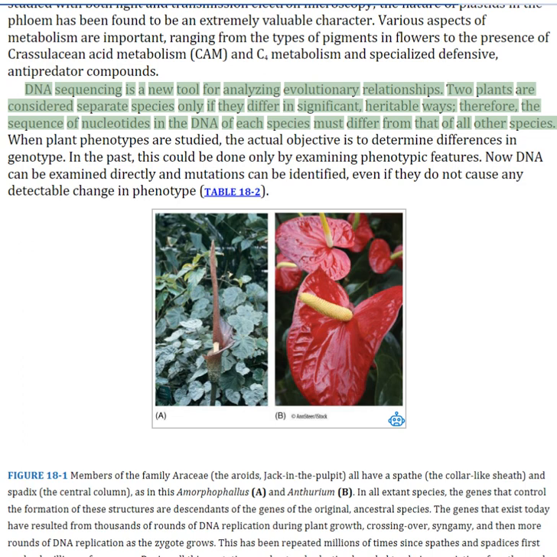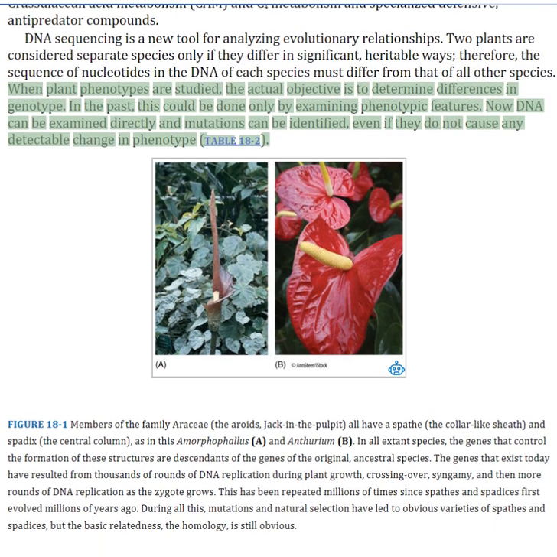DNA sequencing is a new tool for analyzing evolutionary relationships. Two plants are considered separate species only if they differ in significant, heritable ways. Therefore, the sequence of nucleotides in the DNA of each species must differ from that of all other species. When plant phenotypes are studied, the actual objective is to determine differences in genotype. In the past, this could be done only by examining phenotypic features.